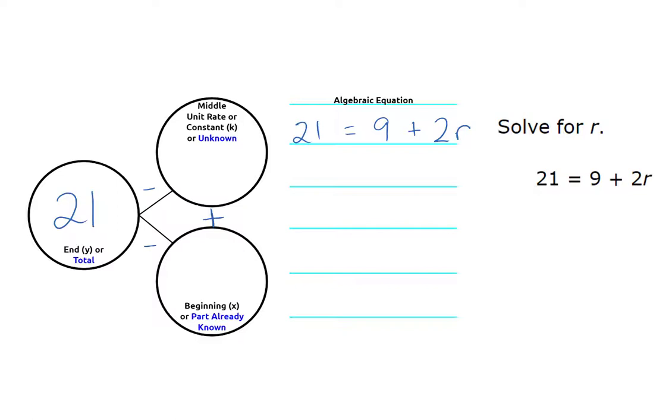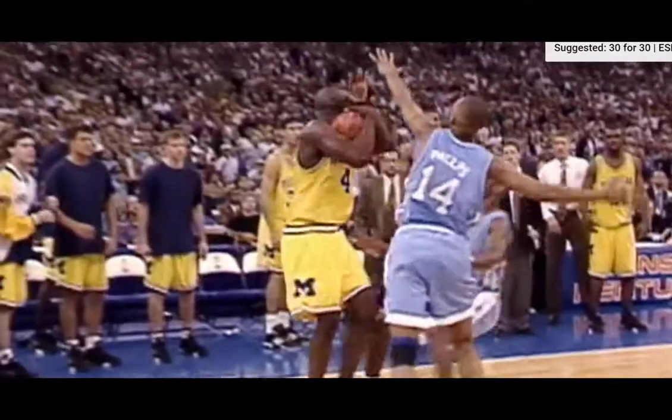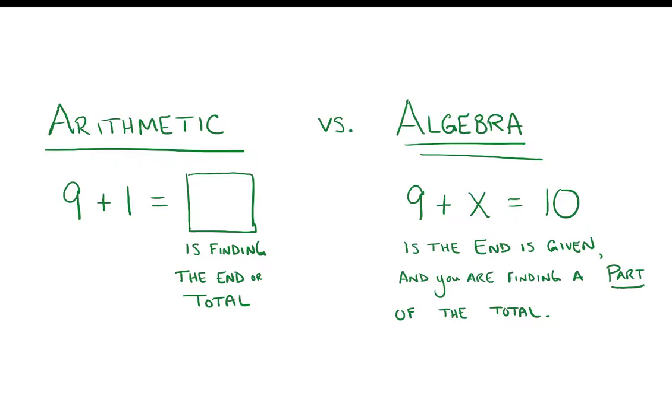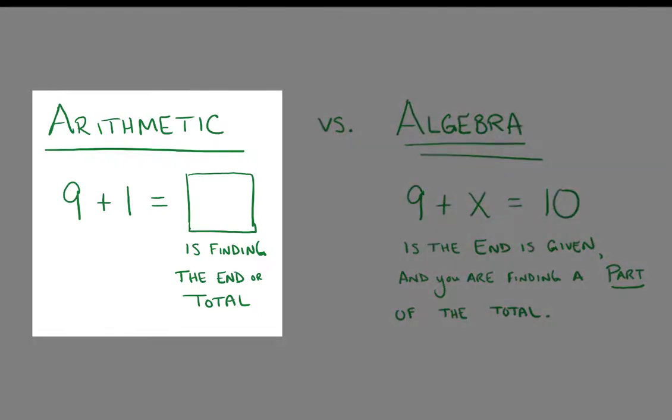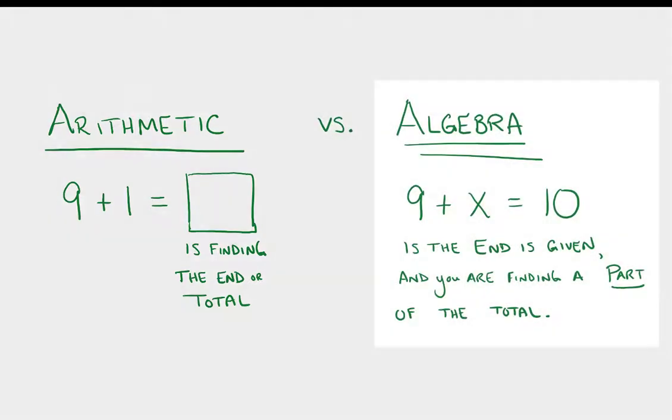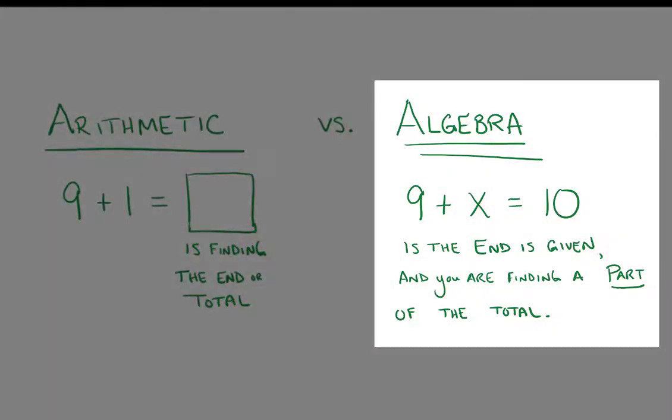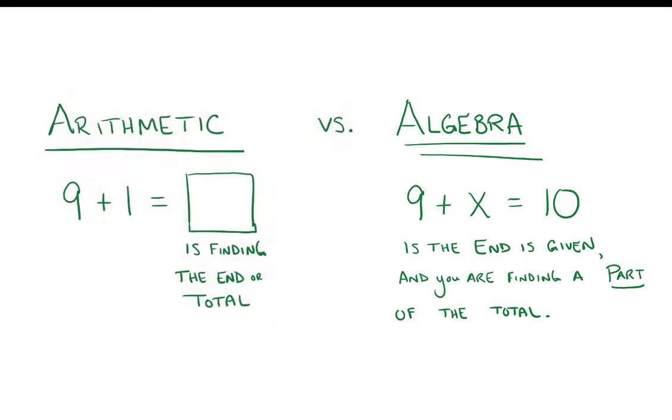All right, hold on a second. Let's talk about the difference between algebra and arithmetic for a second. Time out. We call a timeout. Simply put, arithmetic is simple operations. 9 plus 1 equals the end, the total. Algebra is where they give us the end, which is 10, and they want us to find a piece or a part that combines, in this case, with 9 in order to give us 10, to get us the total.